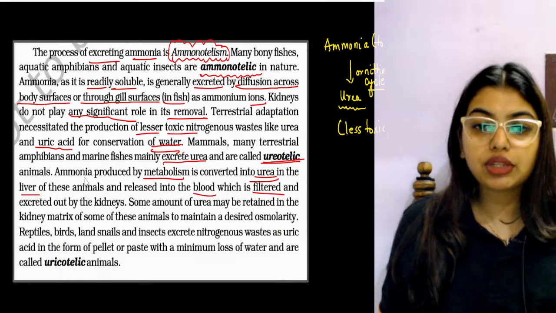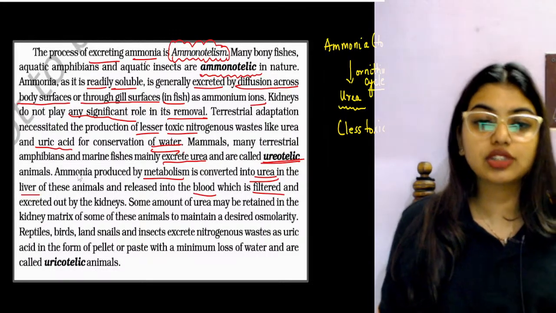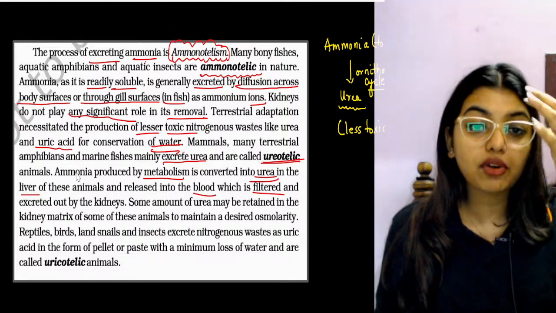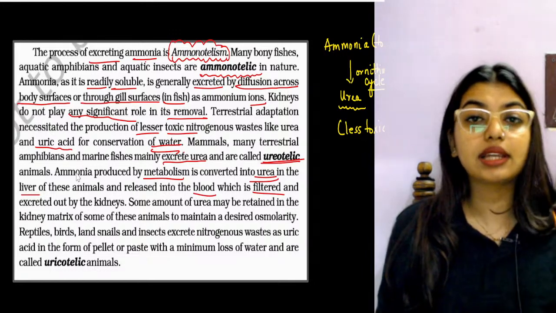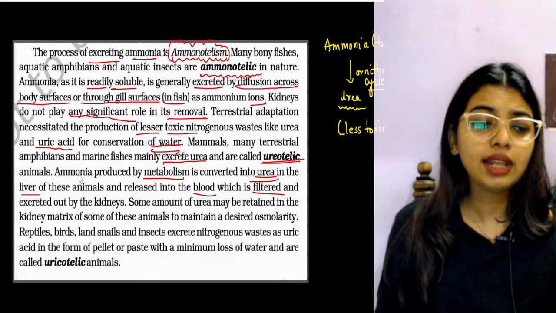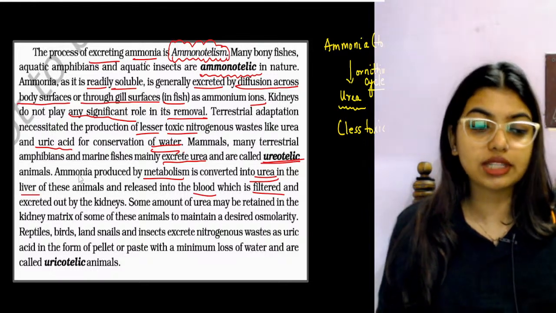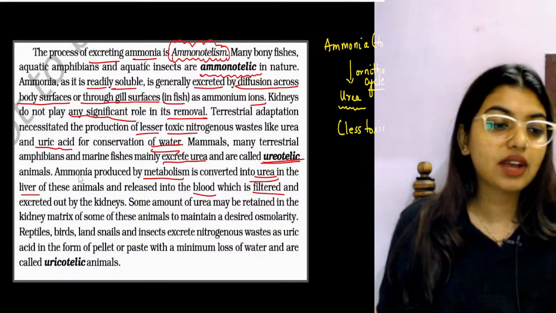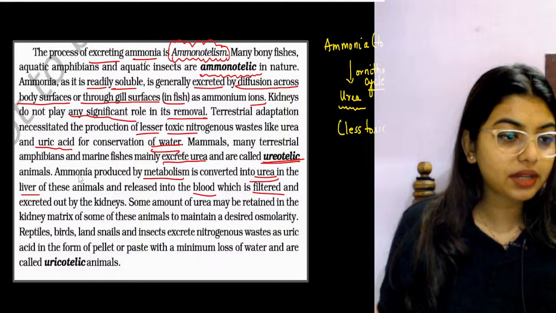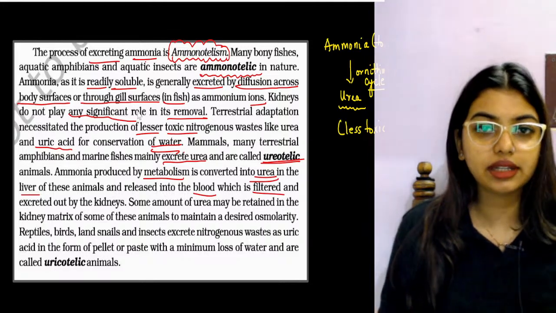Some amount of urea may be retained in the kidney matrix of some of these animals to maintain a desired osmolarity. Now this you will study in the last concept of this chapter, which is called the vasa recta. Okay students, what I'm writing is going out.